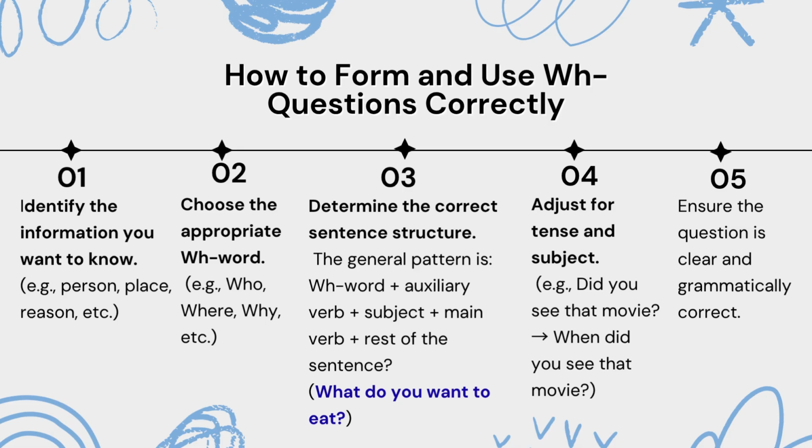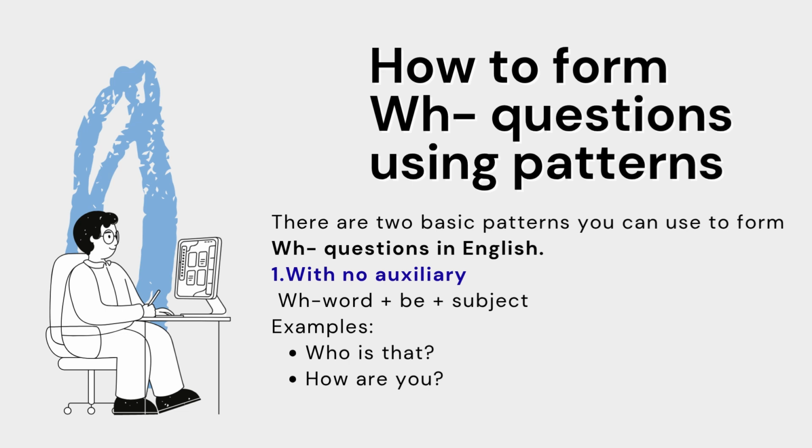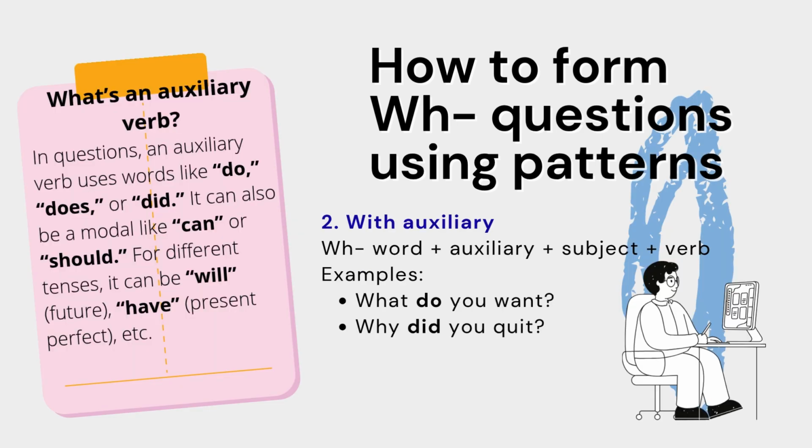Here's what you need to know about forming and using WH questions correctly. Follow these 5 steps and you're ready to go. There are 2 basic patterns you can use to form WH questions in English. The first one is with no auxiliary. For examples, who is that? Or how are you? The second one is with auxiliary. So the examples go, what do you want? Or why did you quit?